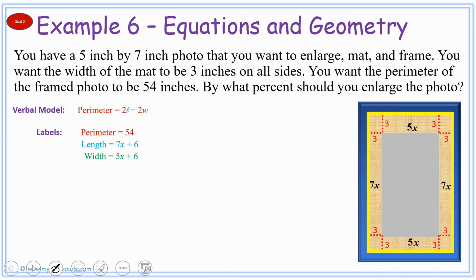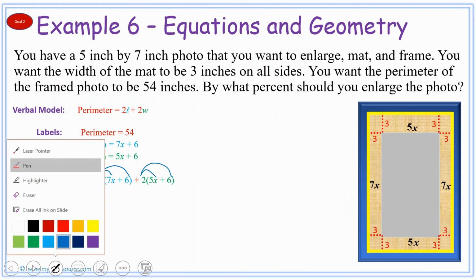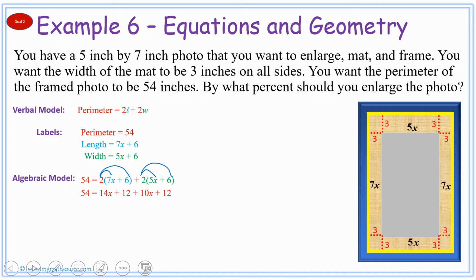So now that we have all that, we can go ahead with an algebraic model. We have our perimeter, which is 54, is equal to 2 times the length, which is 7x plus 6, plus 2 times the width, which is 5x plus 6. And now we can go ahead and simplify. Remember to distribute, so we have 2 times 7x, 2 times 6, 2 times 5x, and 2 times 6. Once we do that, it simplifies to 54 equals 14x plus 12 plus 10x plus 12.